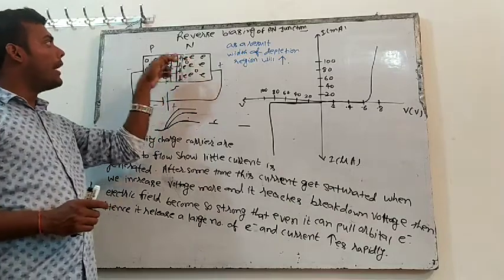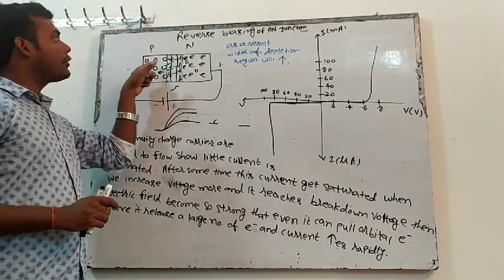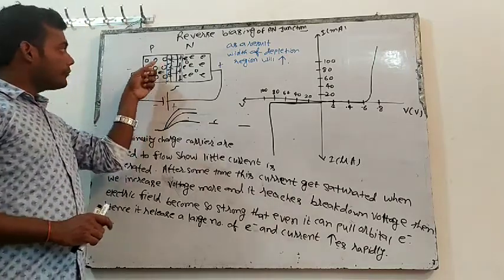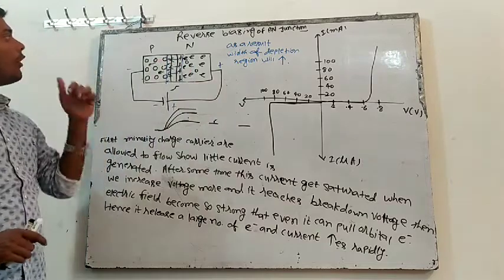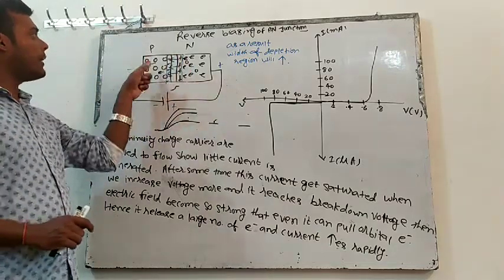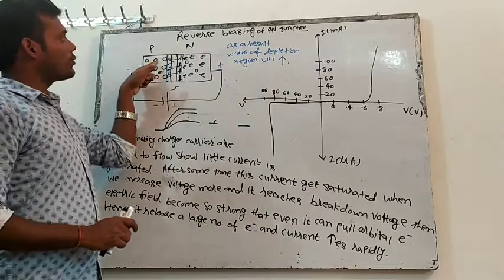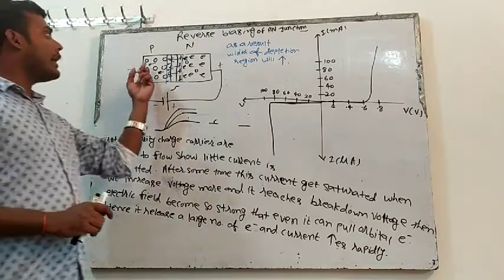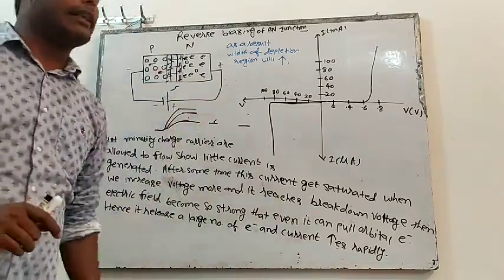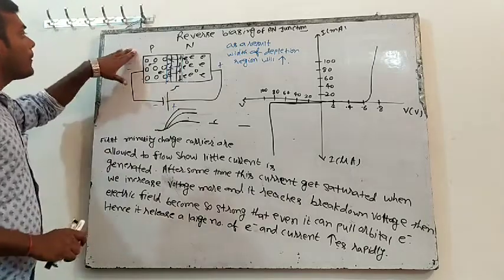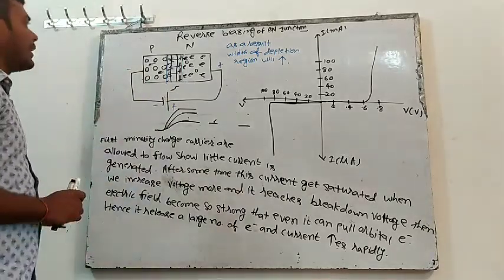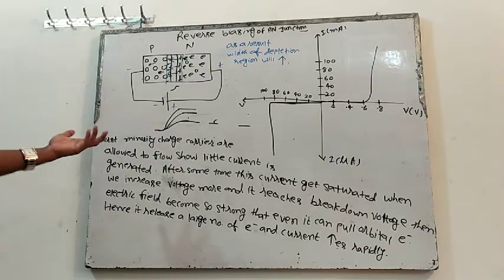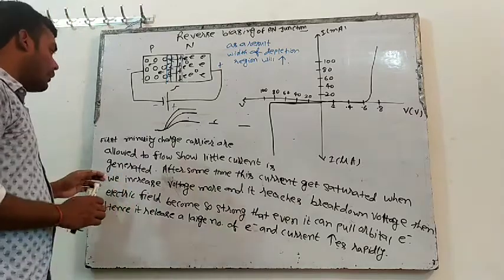So this hole will move from N to P, and at the same time the electron has negative charge, and a negative charge will move in the opposite direction of the field. So the electron will go from here to here, and the hole will go from here to here. But remember one thing: this electron and this hole are minority charge carriers. So current will be generated because of minority charge carriers, so very little current will be generated. That is what I have written here: first, minority charge carriers are allowed to flow, so little current is generated.